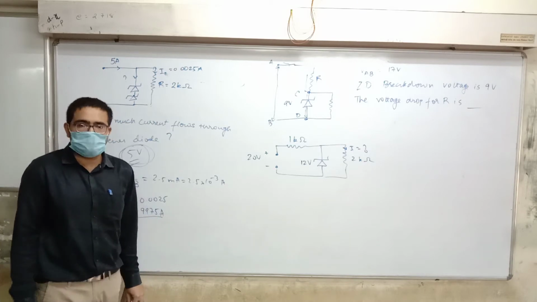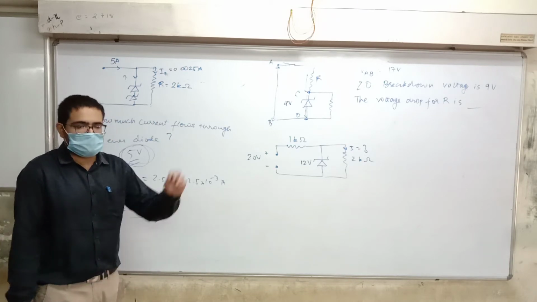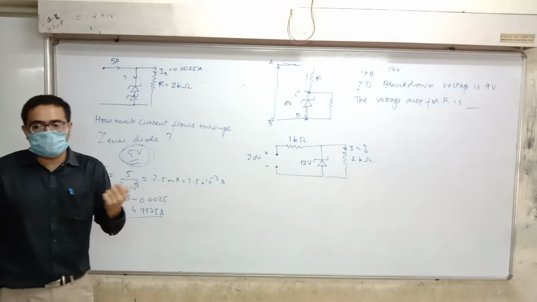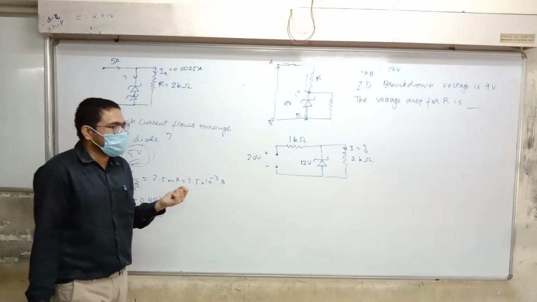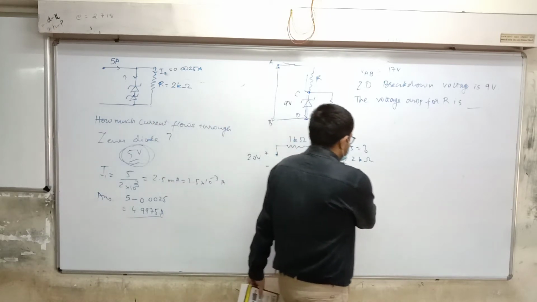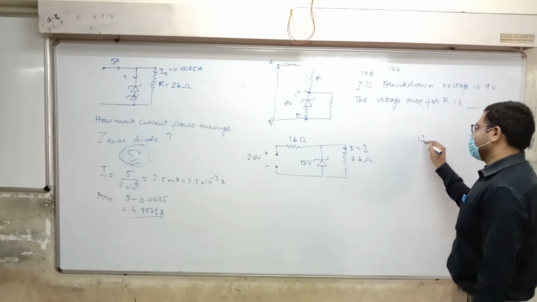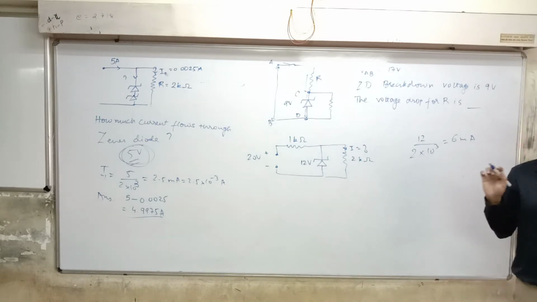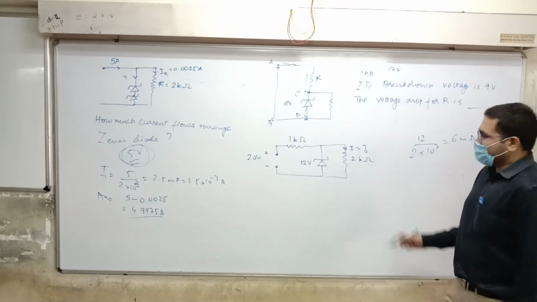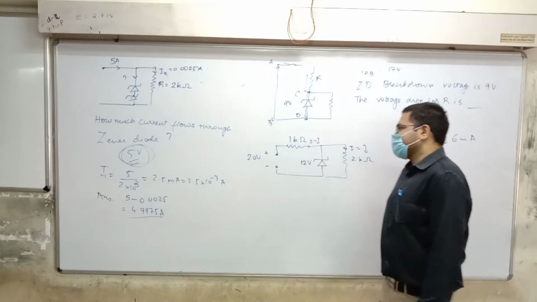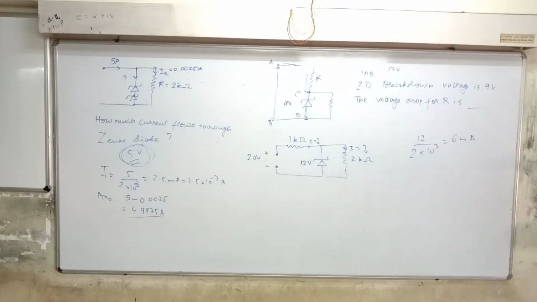Done. 6 milliampere. 12 volt and a resistor, so 12 by 2 into 10 raised to 3. So 6 milliampere. Right? Okay, one more thing. Suppose in the same question they say find the current here. So what is that? Don't guess, do it.